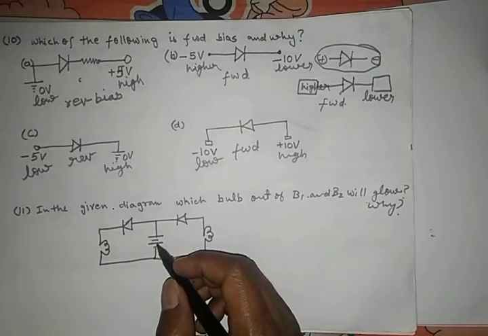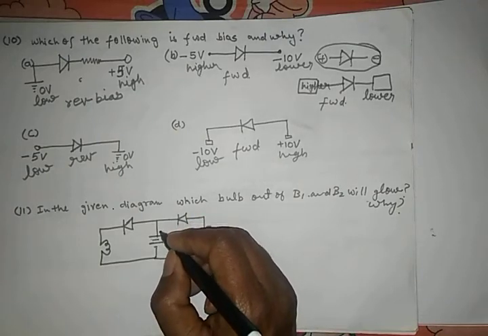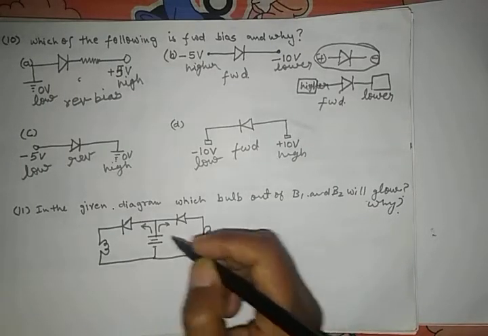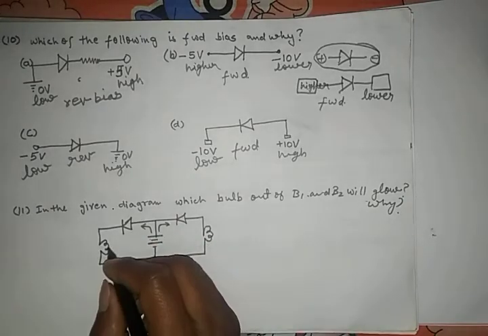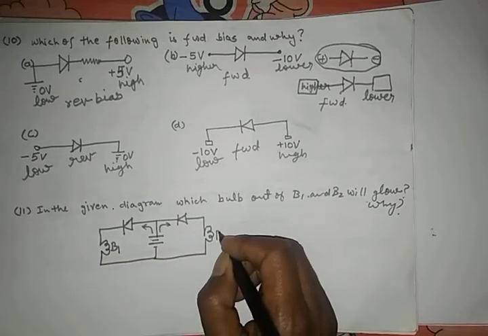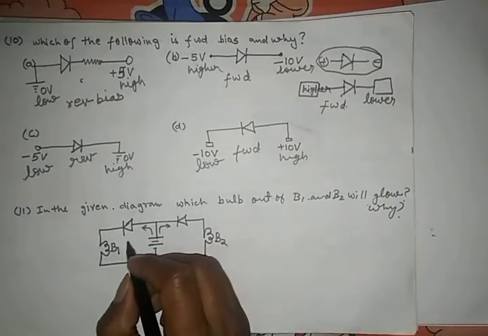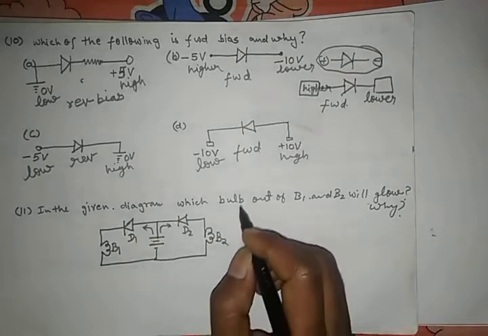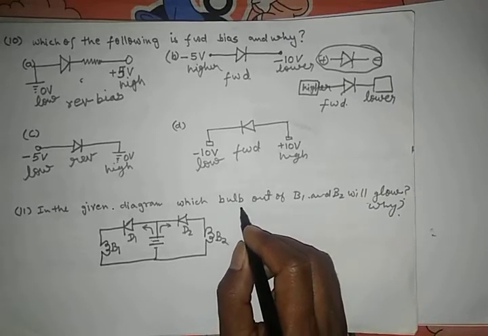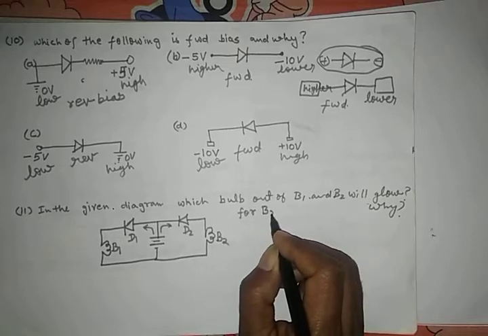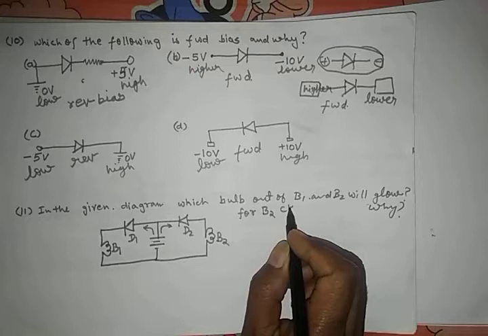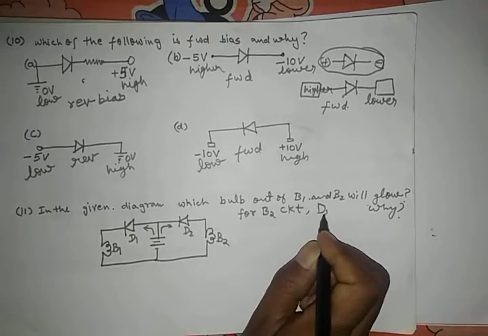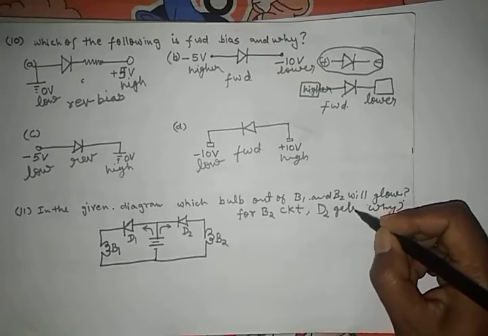There is a cell battery, so current will go this way and that way. Oh god, I haven't written B1 and B2. So this is B1, this is B2. I'm marking diode D1 and diode D2. For the B2 circuit, the B2 loop, we can say D2 gets reverse biased.